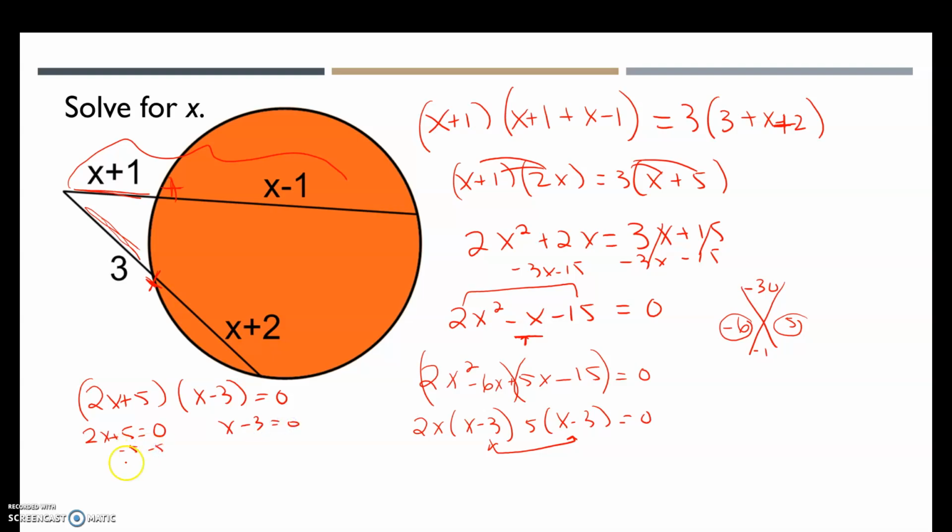So minus 5 from both sides. I get 2x is equal to negative 5, divided by 2. So x is equal to negative 5 halves. And over here, I'm going to add 3. So I get x is equal to positive 3. So these are my two possible answers. But again, I'm looking for lengths. So I have to check when I plug these back in, am I going to get negative lengths? Well, negative 5 halves is like saying negative 2.5. So negative 2.5 plus 1, that would still give me a negative length right here. And I can't have a negative length. So I know that this guy can't be an answer. So my answer is 3.